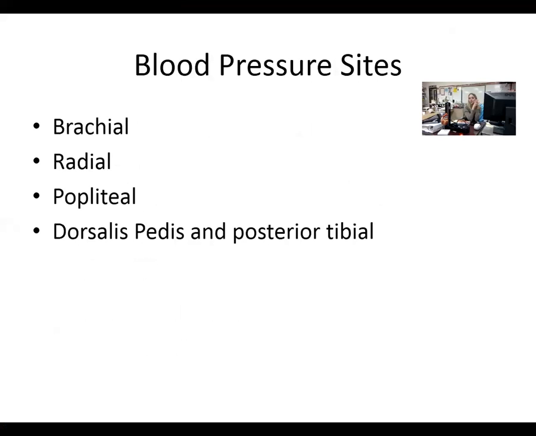Blood pressure sites, so places where we can take the blood pressure. We have brachial, that is where you put the cuff like you normally think of putting a blood pressure cuff, up here on your arm, and then you use the brachial pulse. It's right there, kind of like the bend of your elbow.